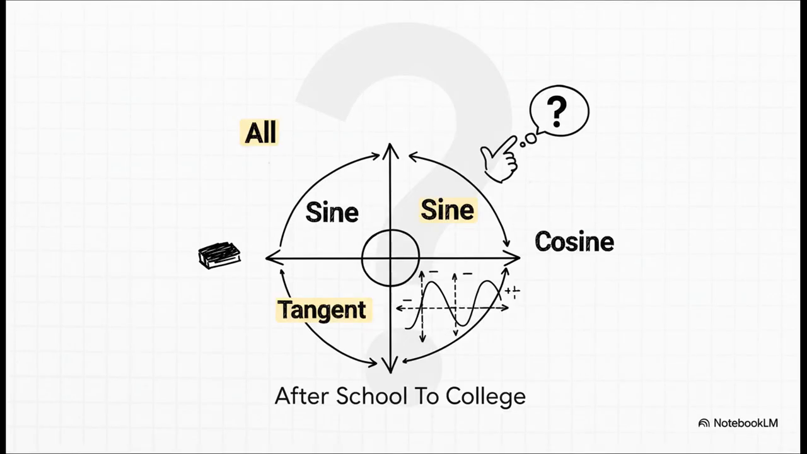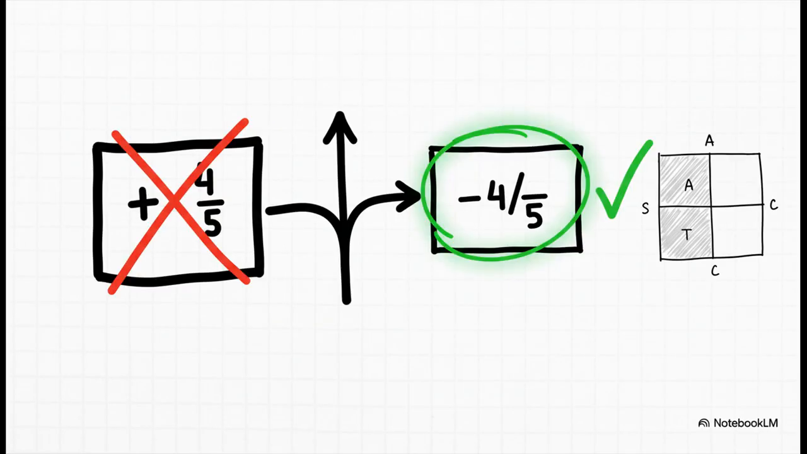And this is where that second piece of information becomes critical. The question says x lies in the third quadrant. So think about our rule: After school to college. In the third quadrant, T is for tangent. Tangent is positive. So what about sine? Is it positive or is it negative? Exactly, it's negative. In the third quadrant, only tangent and cotangent are positive, so we have to choose the negative value. Our sin x is minus 4/5. Shabash! If you got that right, pat yourself on the back. You are really getting the hang of this.